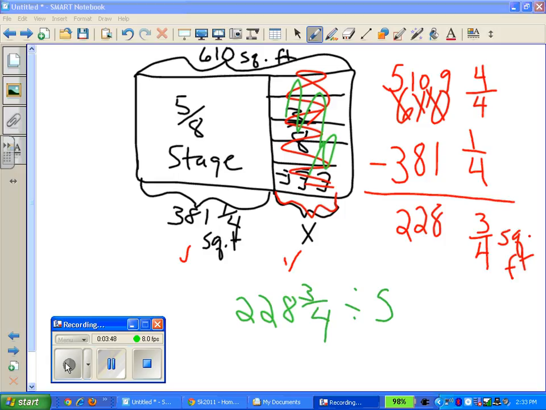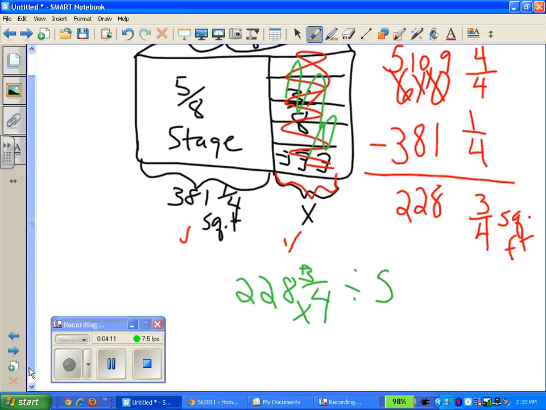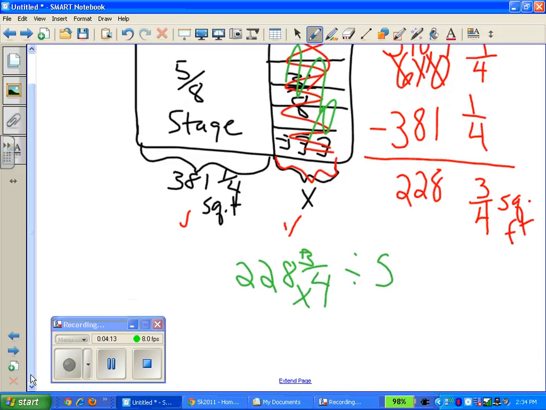All right, so Faye, I can't work with a mixed number here. I have to turn this into an improper fraction. How am I going to do it? 228 times 4 equals 912 plus 3 is 915. Okay, so let's just double check to make sure. 228 times 4, you said equals what? 912. 912 plus 3? 915. Good.